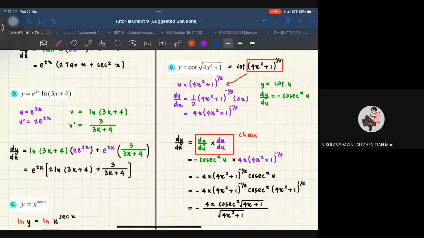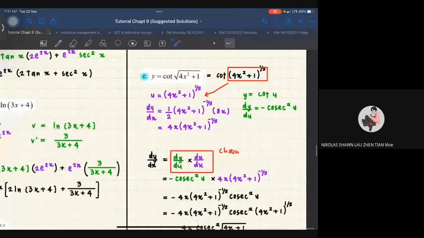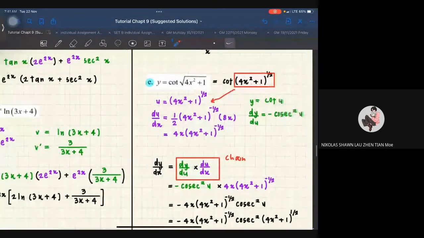Right, so bila dah gantikan yang warna merah tu as u, so kita akan dapat y equals to cot u lah. Right, so bukan cot u, it's cotangent u. Okay, so cot u dekat sini, this one. Right, and then kita akan differentiate macam biasa saja. Saya besarkan this one. Right, so kita differentiate macam biasa.